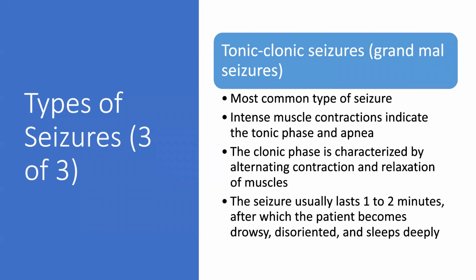Furthermore, the tonic-clonic seizure is the grand mal seizure. It is the most common type of seizure. Intense muscle contractions indicate the tonic phase, with apnea. The clonic phase is characterized by alternating contractions and relaxations of the muscles. The seizure usually lasts only 1 to 2 minutes, after which the patient becomes drowsy, disoriented, and sleeps very deeply.